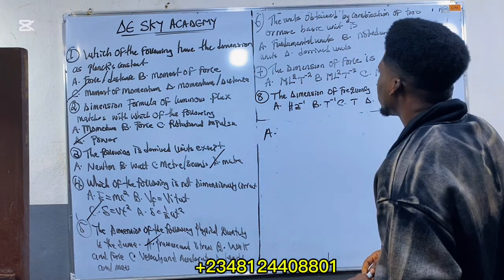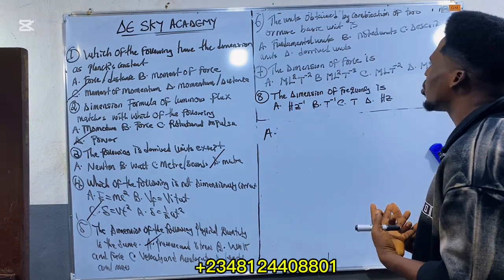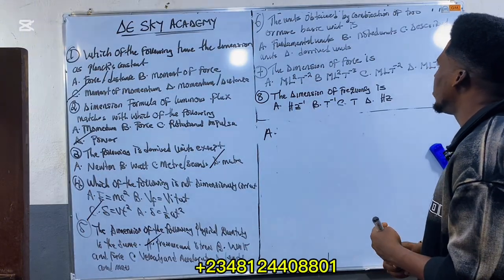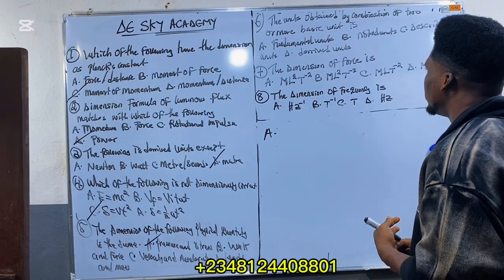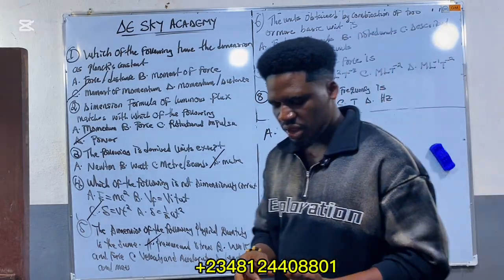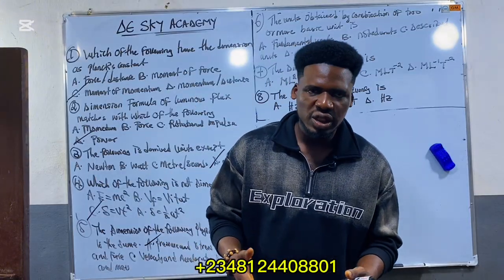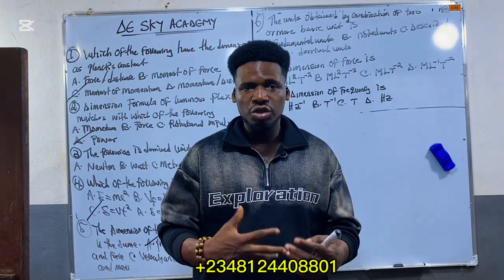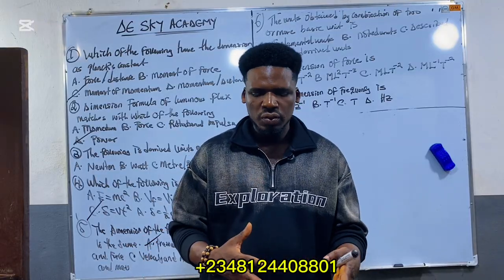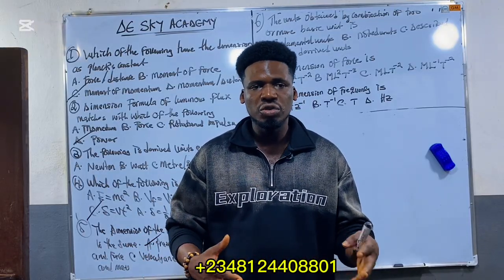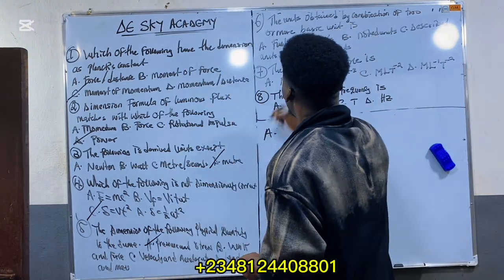Question number 6. The unit obtained by combination of 2 or more basic units is called dash. A, fundamental unit; B, noted unit; C, described unit; D, derived unit. Now, fundamental unit is a unit that is independent of other units, while derived unit is a unit that is gotten from other units, which are fundamental units. So it is derived. That means it is the combination of 2 or more basic units. So the correct answer here is option D, which is derived unit.